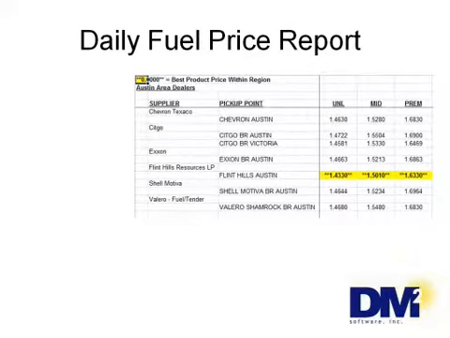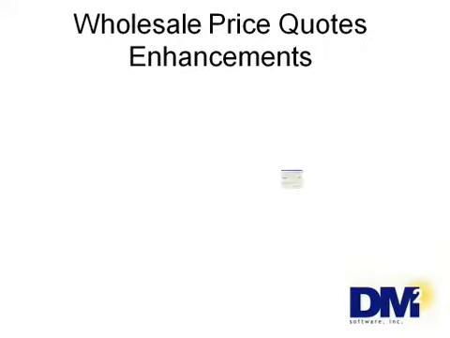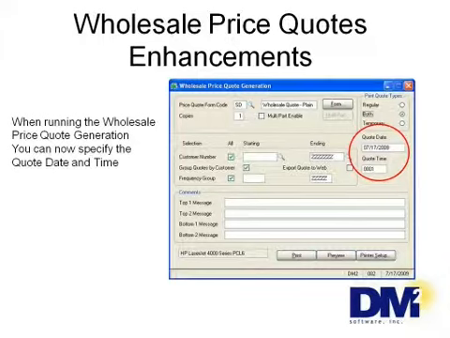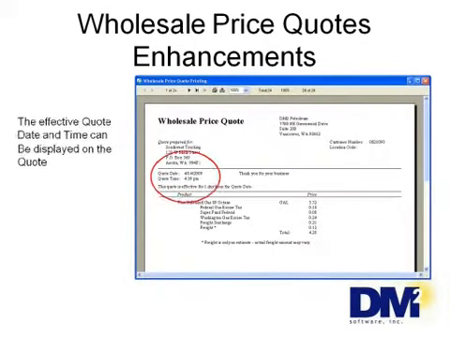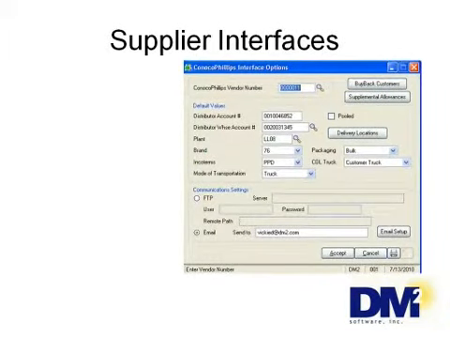The daily fuel price report shows me my best buy by regions. This is a report that eliminates a lot of Excel spreadsheets, and you're able to send it out to sales reps and dispatch via email automatically. Wholesale price quotes, we've added an effective date and time, so it goes out and gets the right pricing. If it's 1800, I want my quotes to go out, it will use the right price. And we've just added all of that.